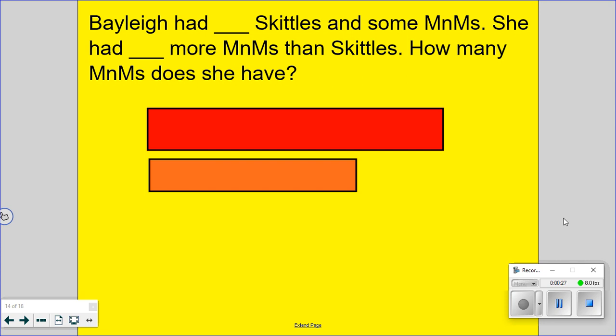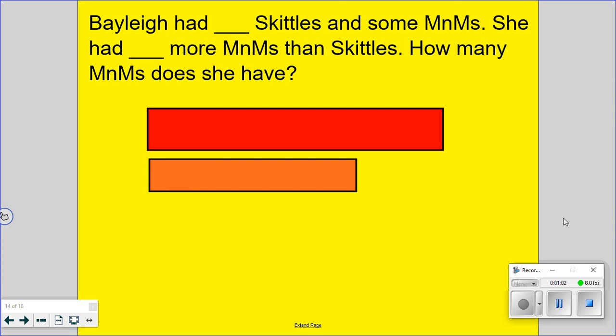Which bar is going to represent the M&Ms? Hold it up. Which bar do you think is the M&Ms? All right, I'm seeing a lot of you holding up the red bar. Why? Raise your hand and tell me. Archer, why? Because the red bar is bigger than the yellow bar, and she has more M&Ms than Skittles.